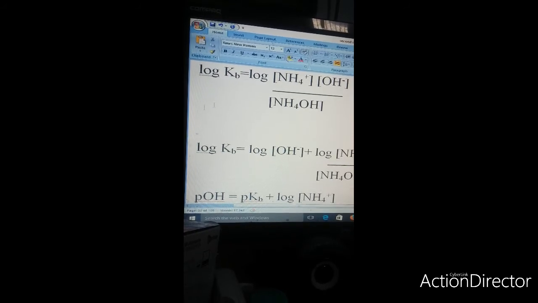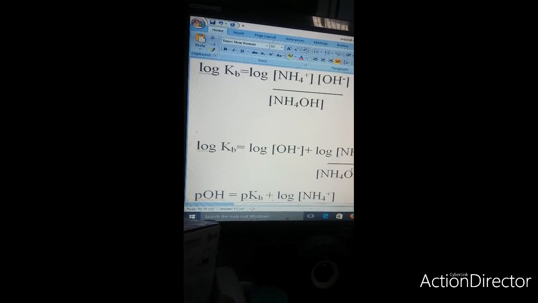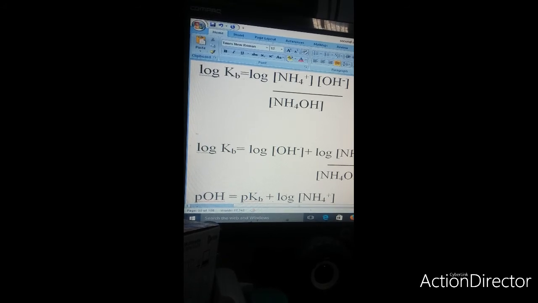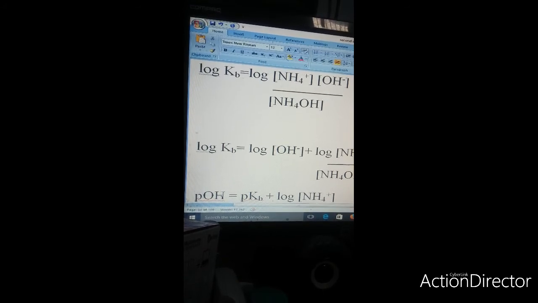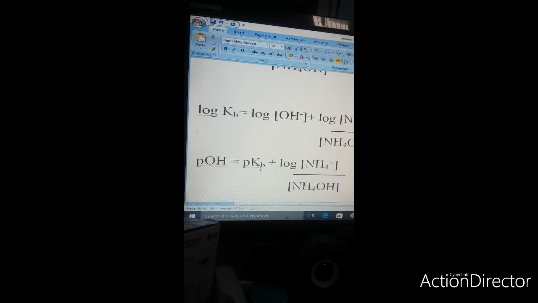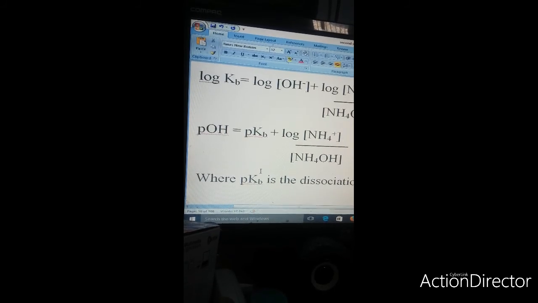So you can change the sides, and this is salt and this is base. As a whole, it will be pOH is equal to pKb plus log of salt upon base, where pKb is the dissociation constant of a base.